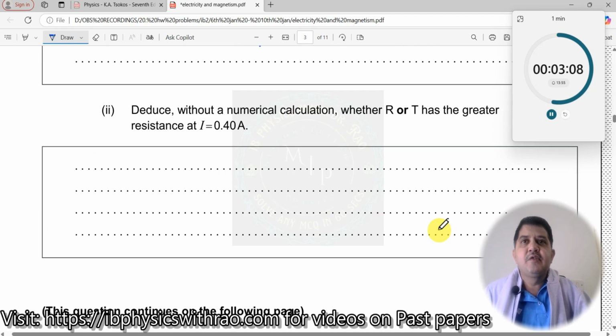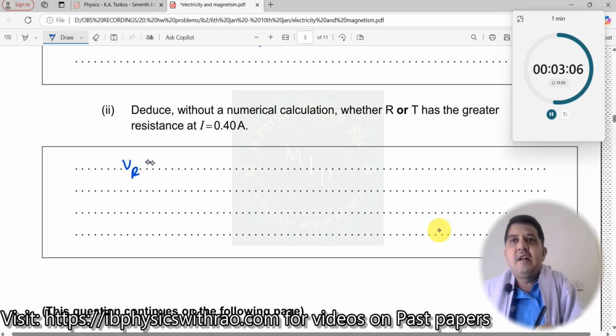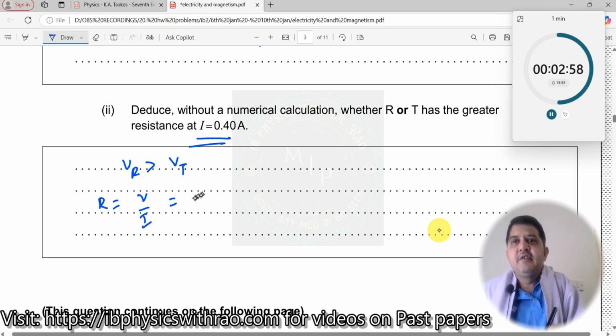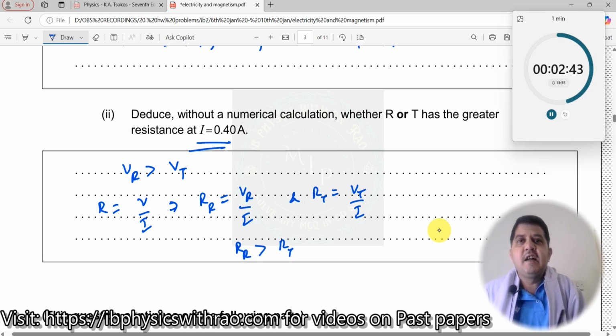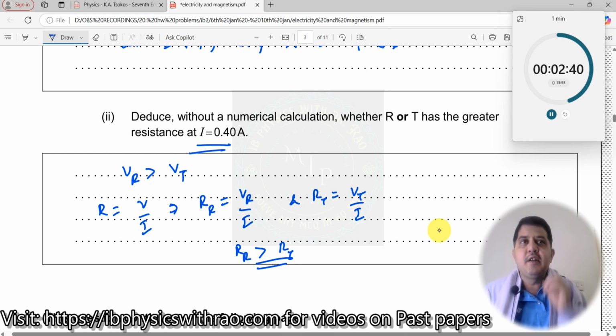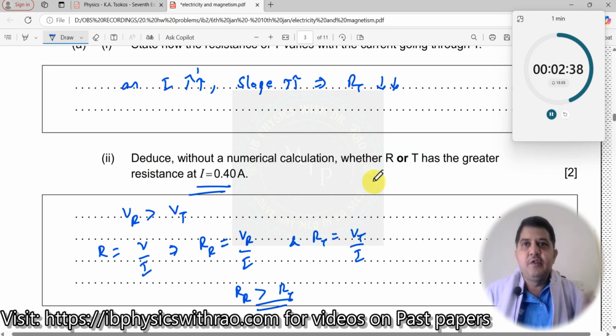Now, let us go back to our question. If VR is greater than VT, then for a constant current, what is R? R is equal to V divided by I. So RR equals VR by I, and RT equals VT by I. I is not changing. Since VR is greater than VT, you can conclude that RR is greater than RT. It is for 2 marks, so you should write this and conclude with the help of these equations. Only then will you get 2 marks.